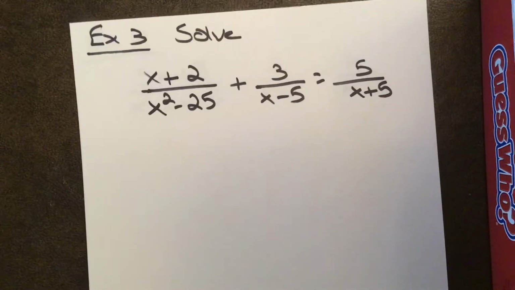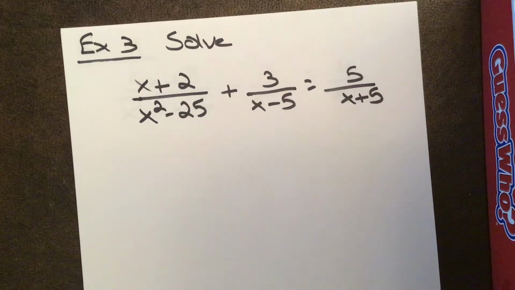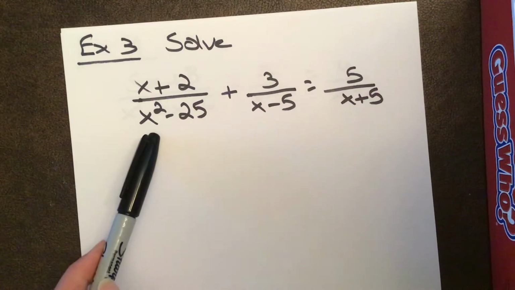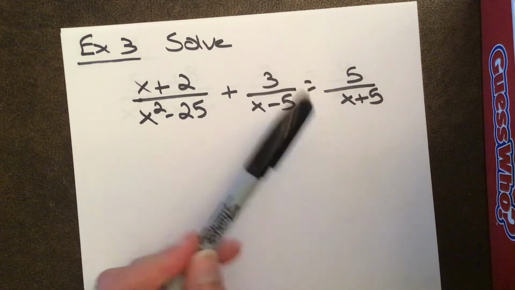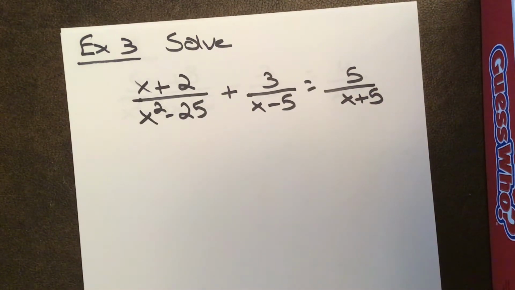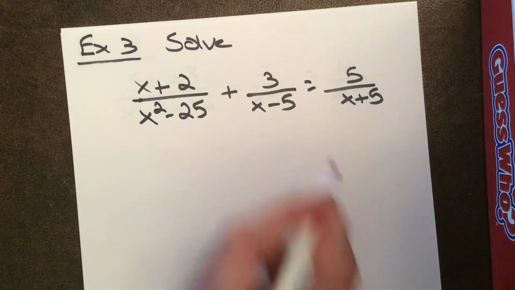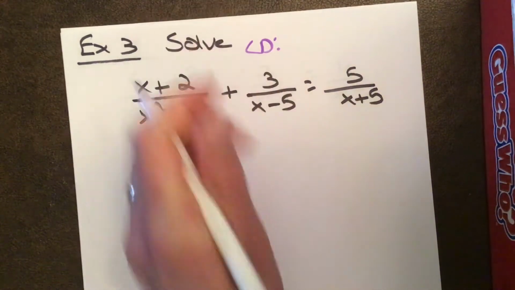Okay, let's do another one. Okay, so this one we're going to solve again. We've got (x + 2)/(x² − 25) + 3/(x − 5) = 5/(x + 5). So my first step is to get a CD, a common denominator.